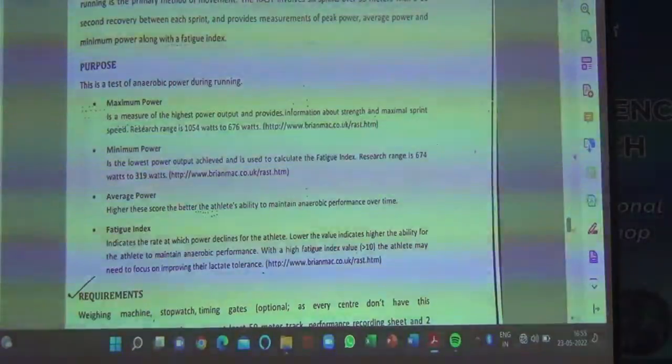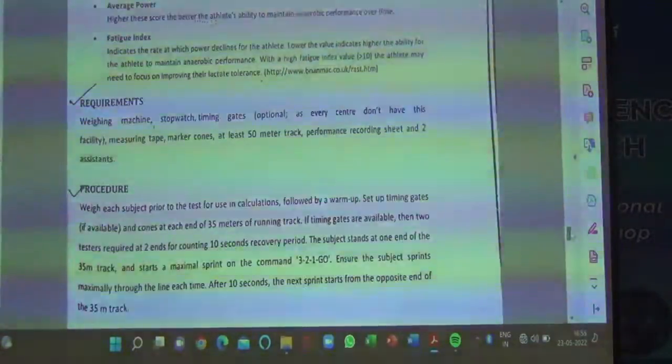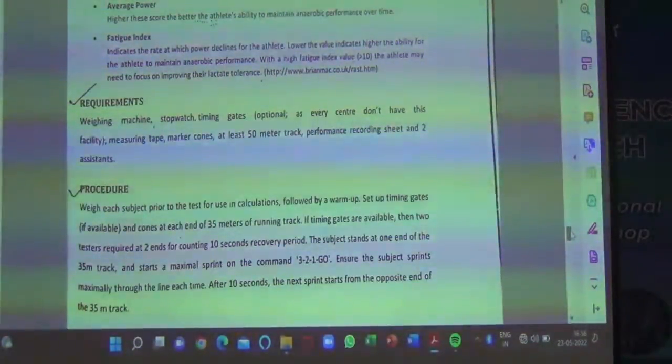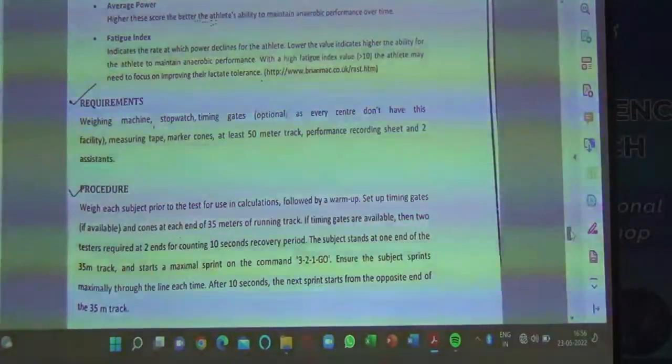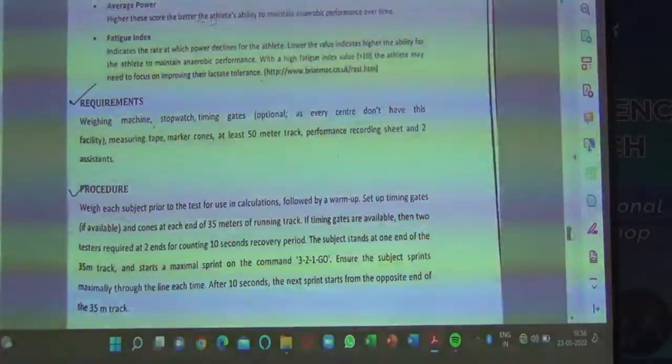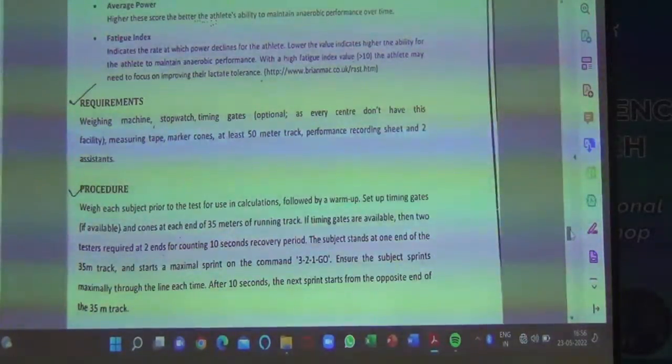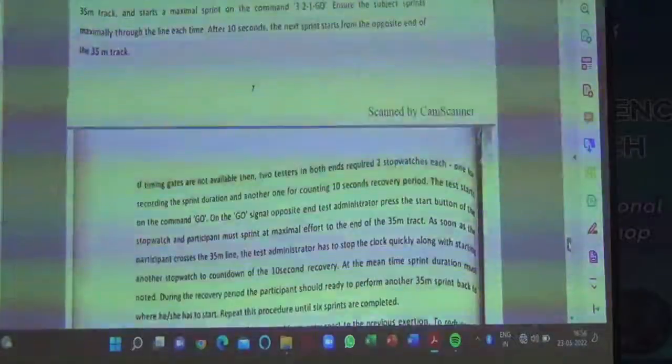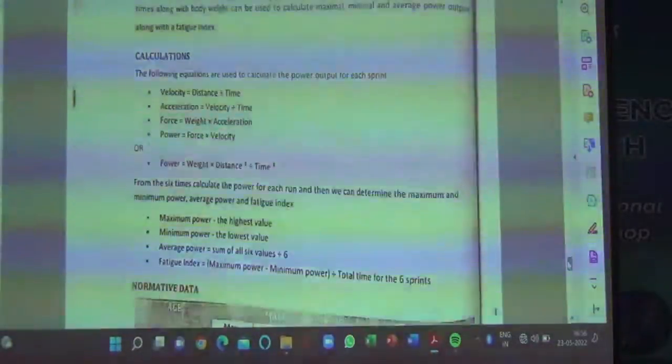Then the requirements, you can see here: weighing scale, stopwatch. Then, if you have timing gates, I told you that is optional. It is written here, timing gate optional. If you have timing gates, you can use them. That is superior, but if you don't have, no issue. Then this is the procedure you can follow. Now moving on to the last part, that is scoring and calculation.